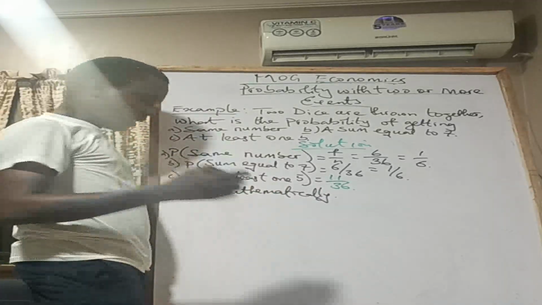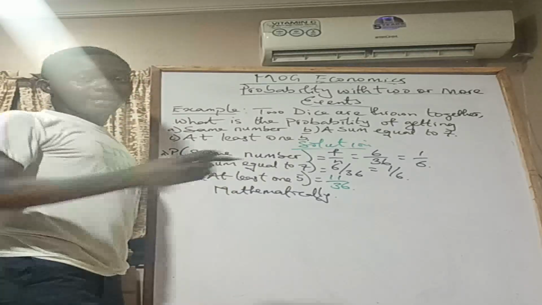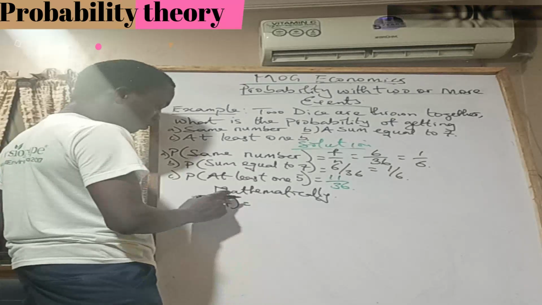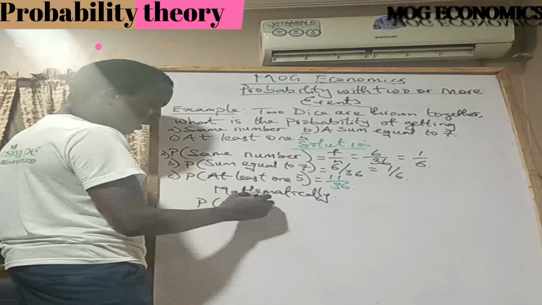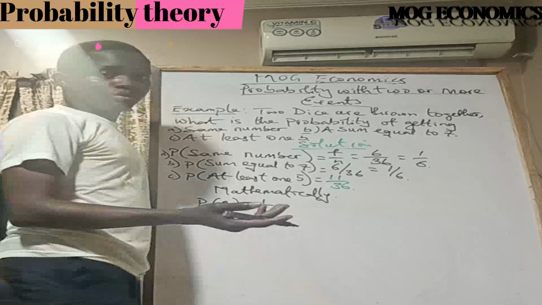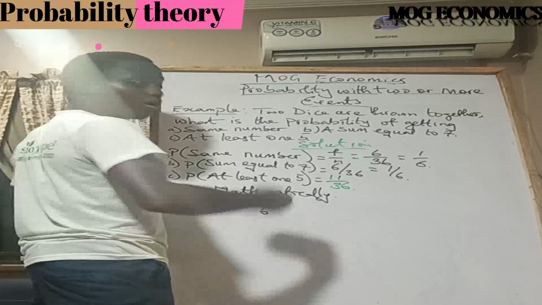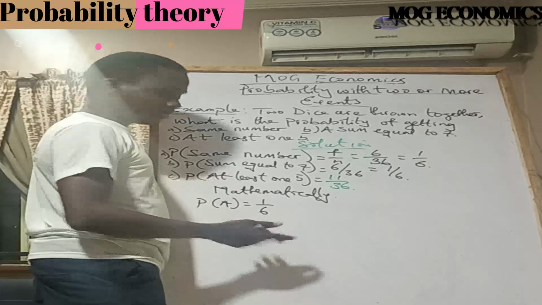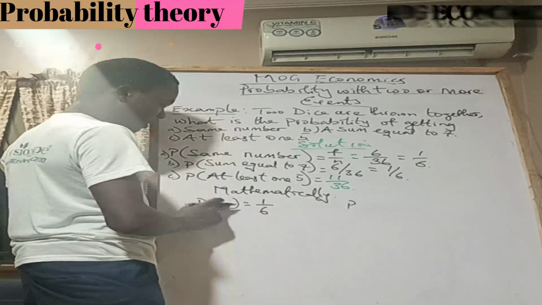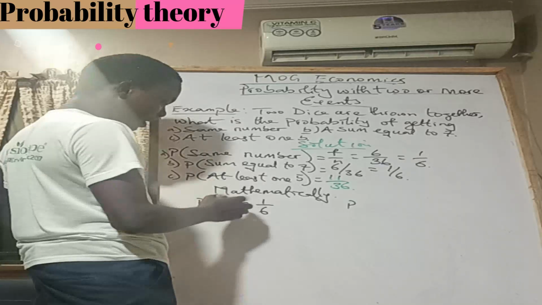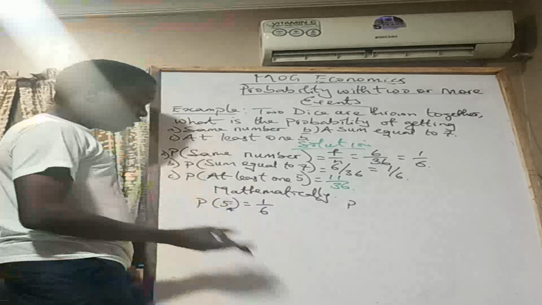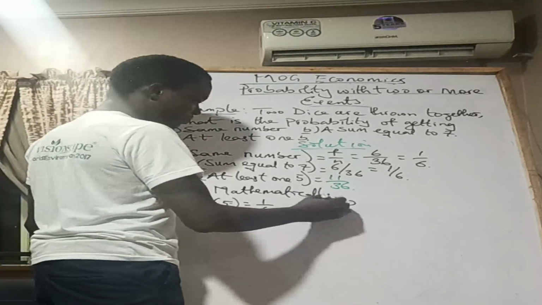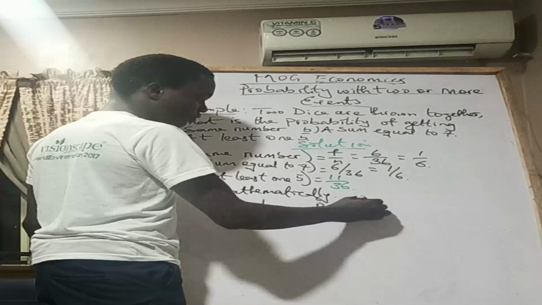Since we have two dice, let us call them die A and die B. So the probability of having a five on the first one is 1/6. This shouldn't be a problem now, we did this the other time. And also the probability of having a 5 on the other die is still 1/6, right? Probability of having a 5 on die A, then probability of having a 5 on die B is also 1/6.